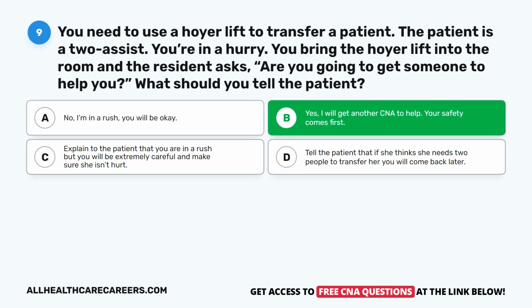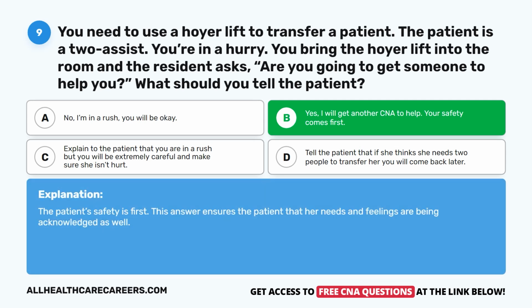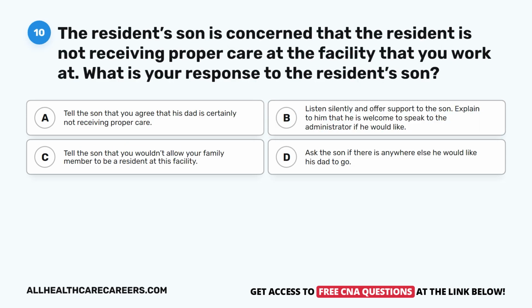Yes, I will get another CNA to help. Your safety comes first. The patient's safety is first. This answer ensures the patient that her needs and feelings are being acknowledged as well.